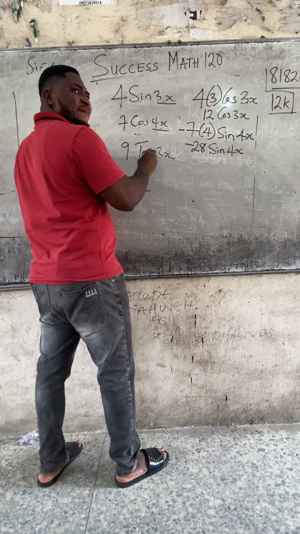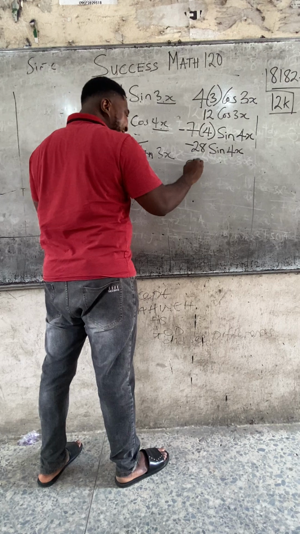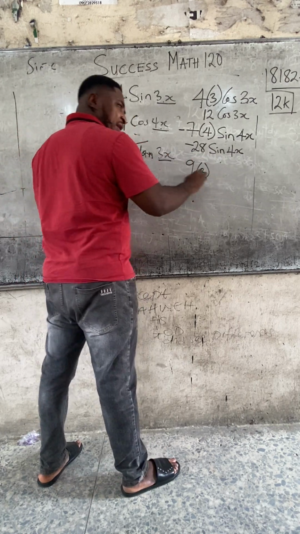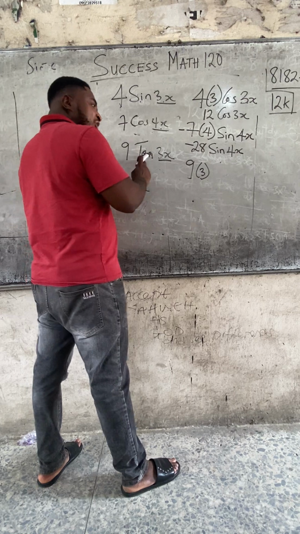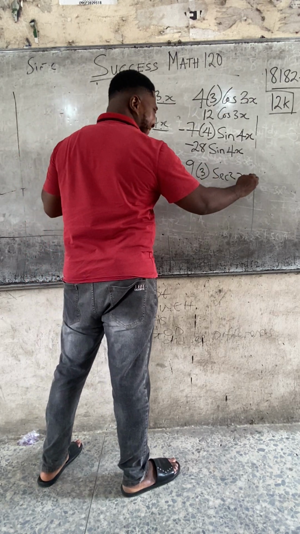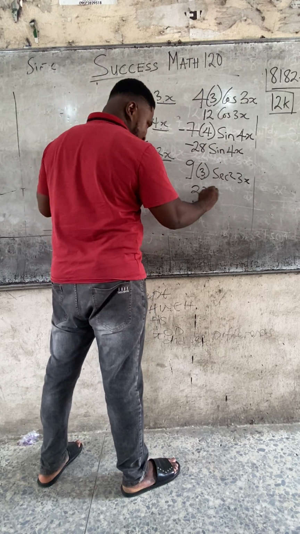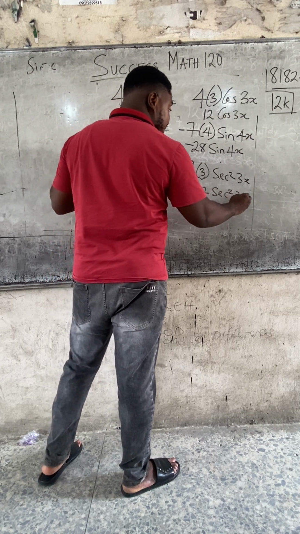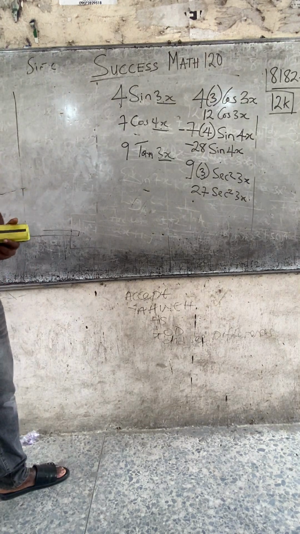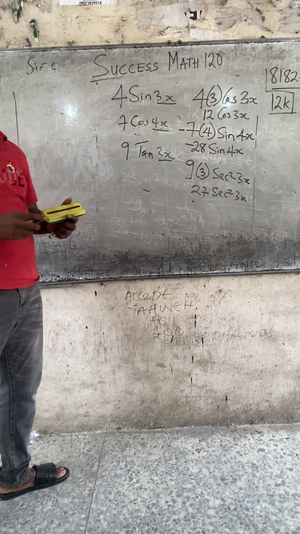So coming to 9 tan 3x. Write down your 9. Nothing happens to it, right? Differentiate 3x. What do you have? 3. Tan changes to what? Sec squared. Then repeat your 3x. 9 times 3. 27 sec squared 3x. You understand?